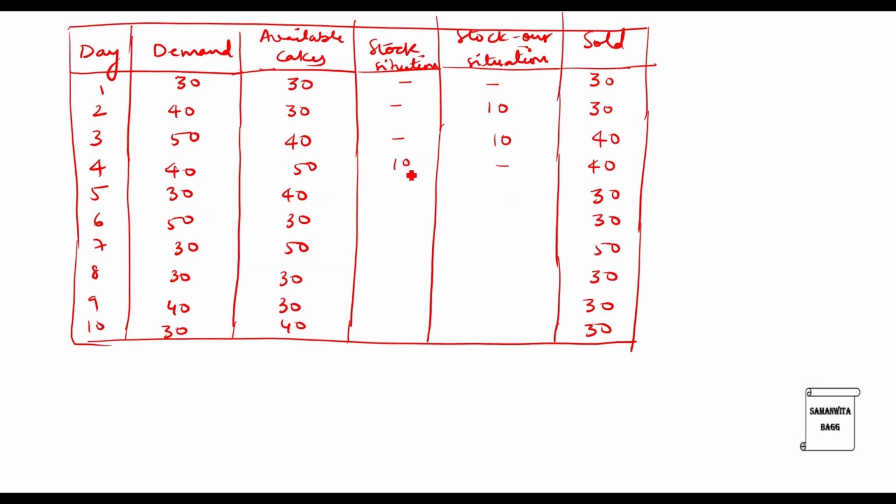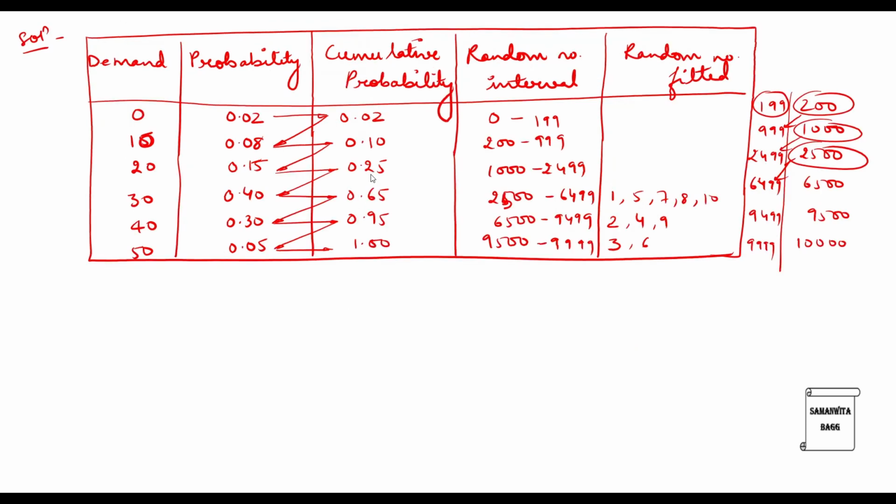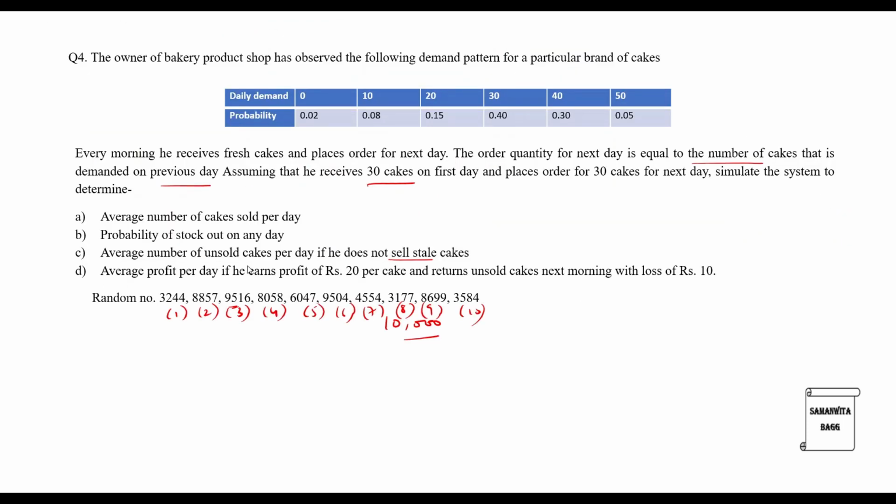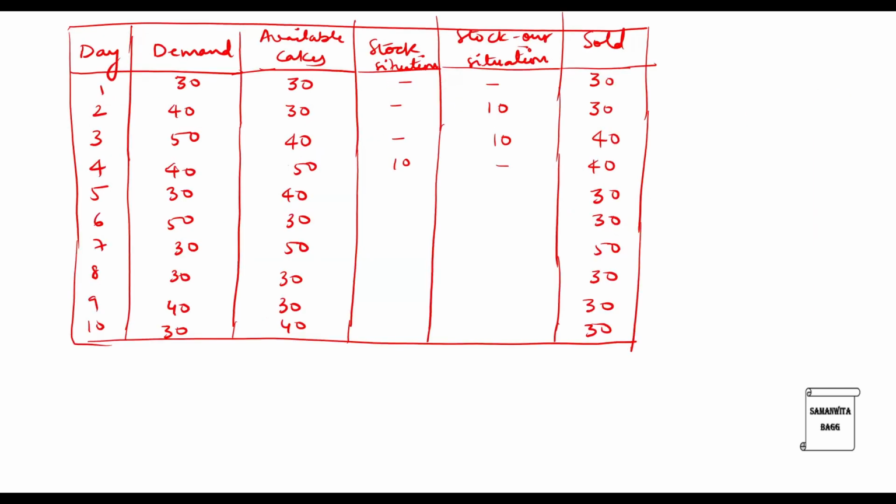He already had 10 cakes. Now if you read the question over here, he does not sell stale cakes. That's why I underlined it. He has not decided to sell any of the stale cakes. So 10 were remaining. He has 10 more. These two will now remain with him in his stock. 40 is with him. 30 is the number of cakes sold. So obviously he has not run into any stock out situation.